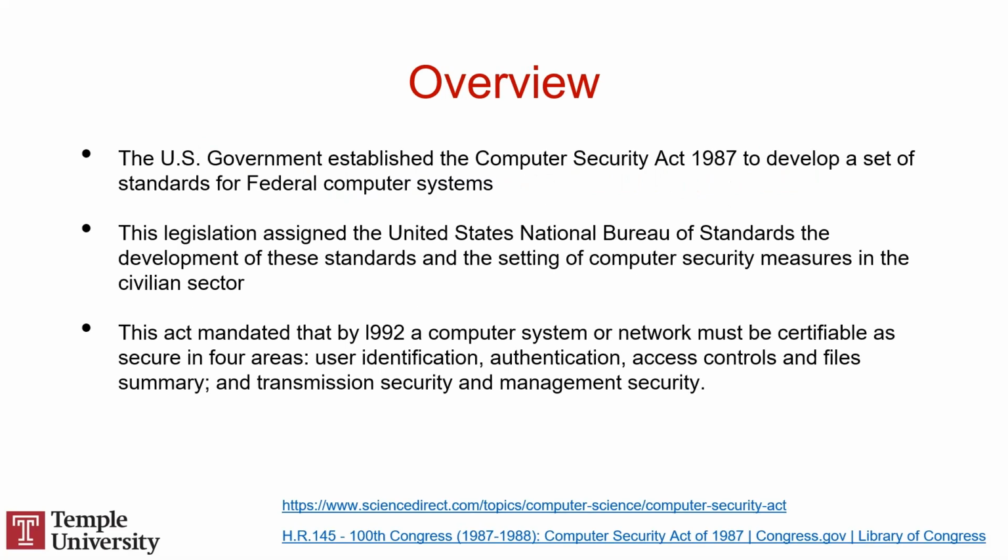The United States government established the Computer Security Act of 1987 to develop a set of standards for federal computer systems. This legislation assigned the United States National Bureau of Standards the development of these standards and the setting of computer security measures in the civilian sector. This act mandated that by 1992, a computer system or network must be certifiable as secure in four areas: user identification, authentication, access controls and file summary, and transmission security and management security.